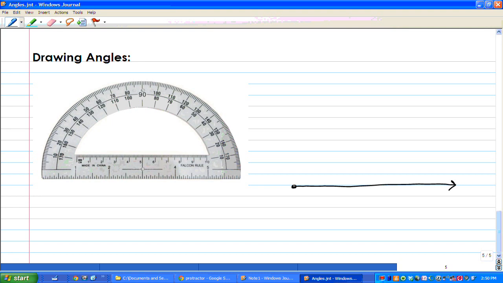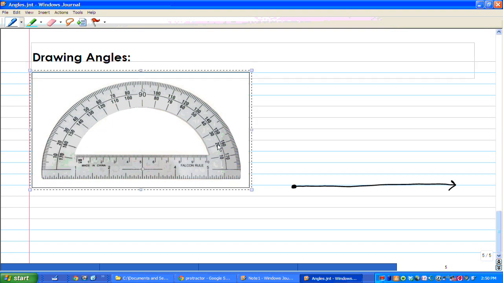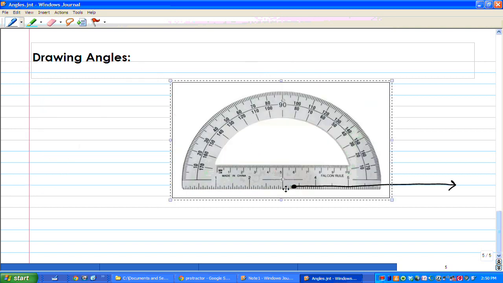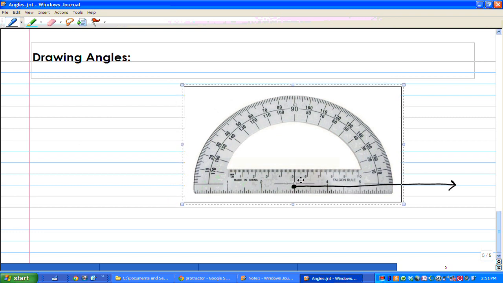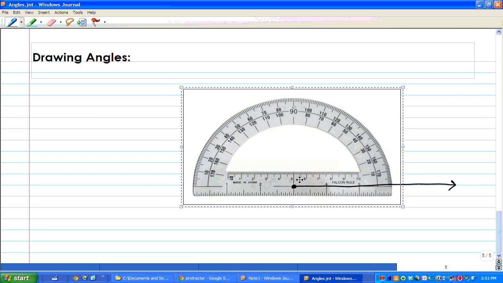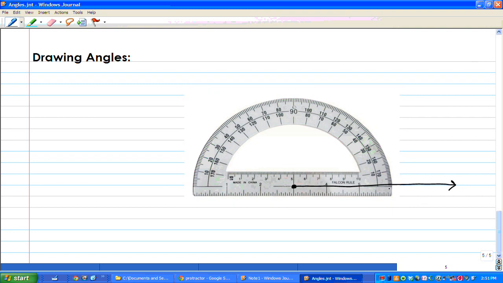That's the end point. Then what you're going to do is take your protractor and line up this point right here where the crosshairs is. You're going to put that on the end point of your ray. And notice that my ray lines up with the bottom of the protractor here. Okay, that's what you want. And then when you're counting, you're always starting at 0.